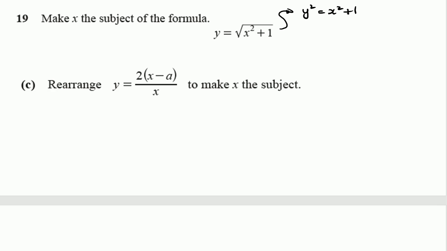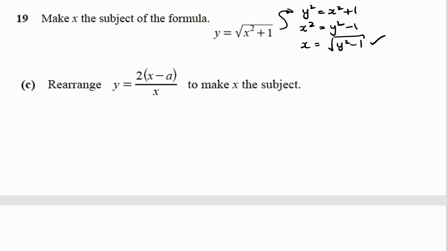Now, if I was trying to get to x, I would want to subtract the 1 on the other side. I would want to say x squared equals whatever y squared is, minus 1. And then, of course, I would have to square root. x equals the square root of y squared minus 1. And I'm finished. Again, rearranging formulas is just solving equations, and I'm just pretending that all my letters work like numbers.